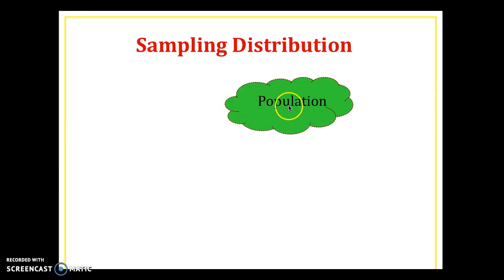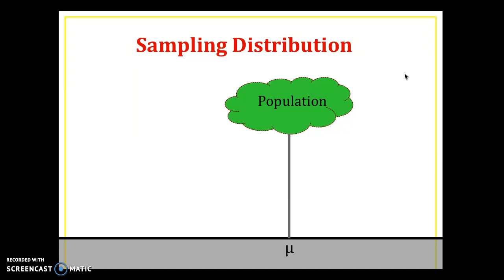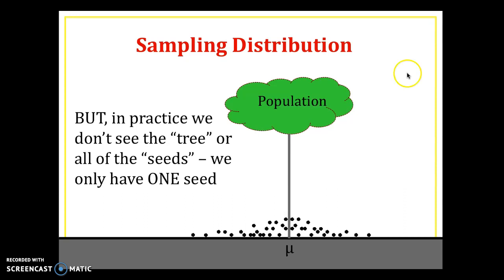So ideally we'd have a population, and we want to know something about the population, say the mean, a measure of the center of some population. And if you took samples from this population, they should hopefully stay fairly close to the mean if you have a good sample, but they are going to kind of spread out. So we don't see the tree or really all of the seeds. In practice, we really just have one sample most of the time. So what are we going to do with this one seed?